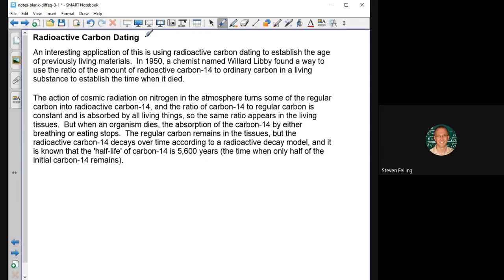So it turns out that cosmic radiation in the atmosphere acts on nitrogen molecules, and our atmosphere is mostly comprised of nitrogen. And it turns some of that nitrogen into regular carbon and some into radioactive carbon-14. So the action of cosmic radiation on nitrogen causes chemical reactions which produce a radioactive isotope of carbon called carbon-14. And this ratio of radioactive carbon-14 to regular carbon is constant around the atmosphere of the Earth.